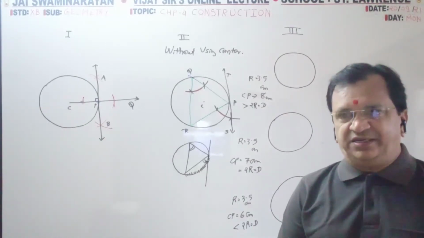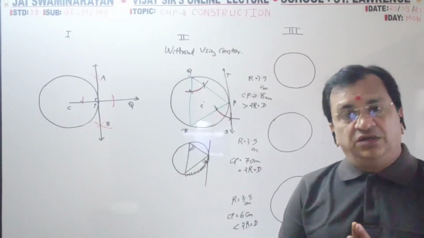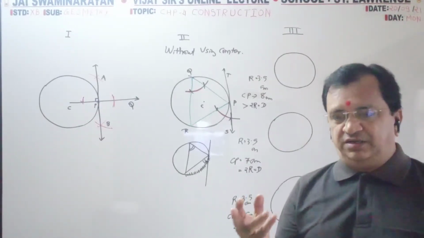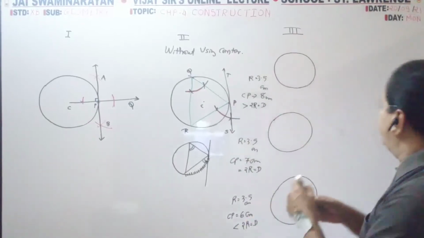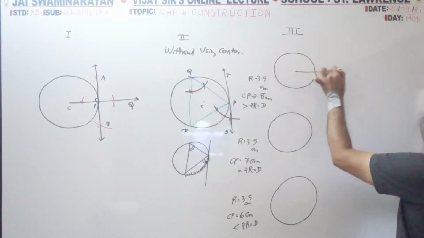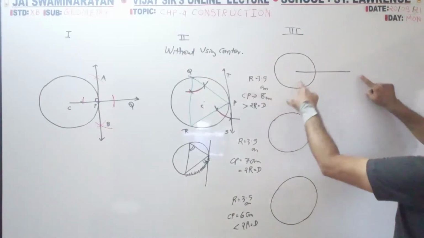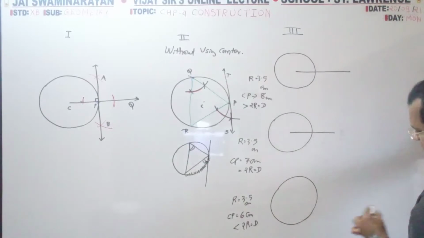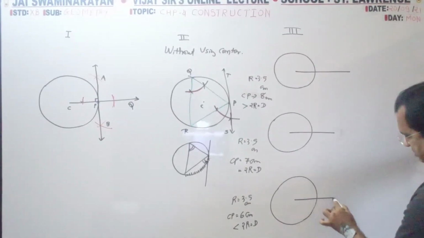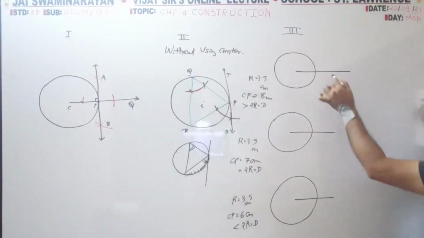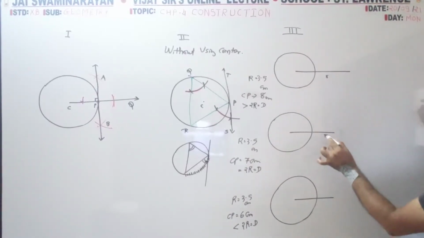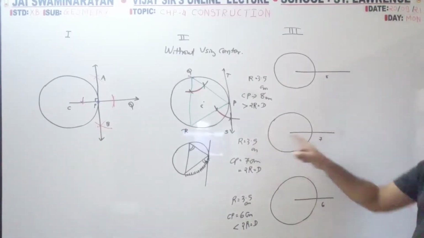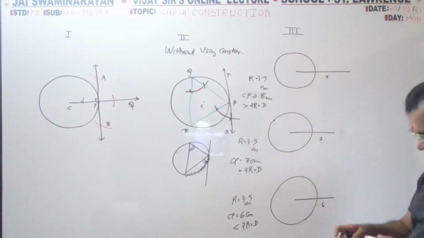Now, in the first pattern, the distance is given as double the radius, 3.5, so it is double. So from here you have to measure 8 centimeter, exactly double. From here you have to measure less than double. This is 8 centimeter. This is 7 centimeter. This is 6 centimeter. This is exactly double, more than double, less than double.